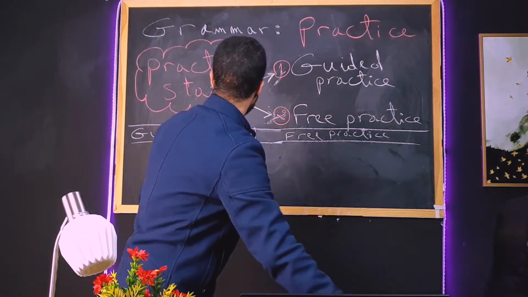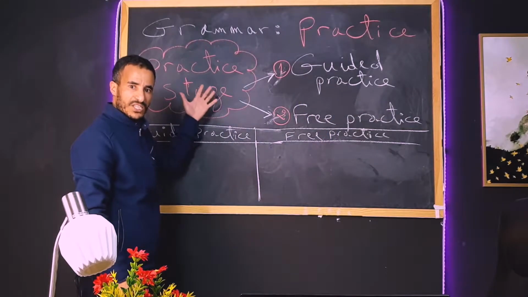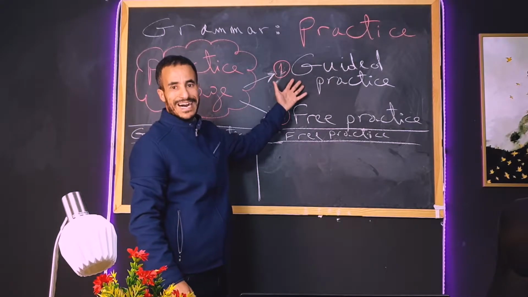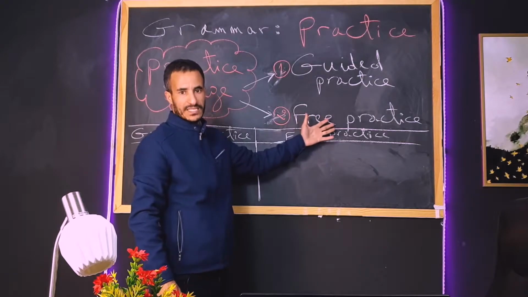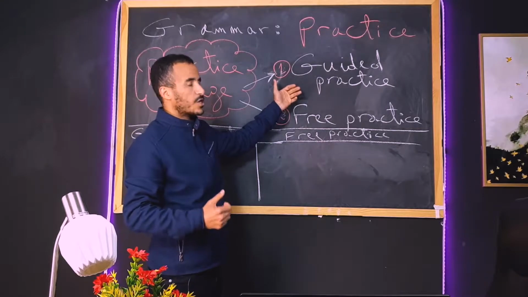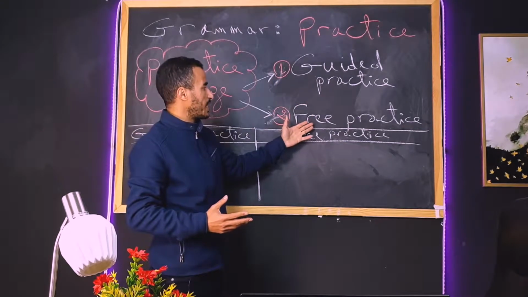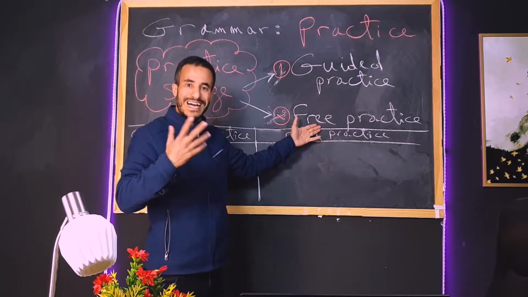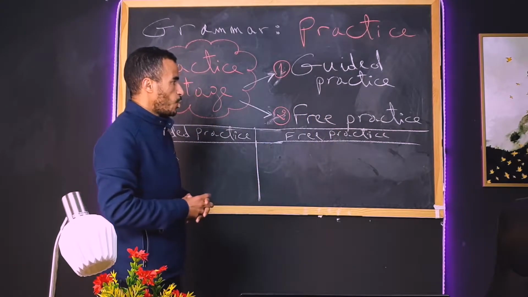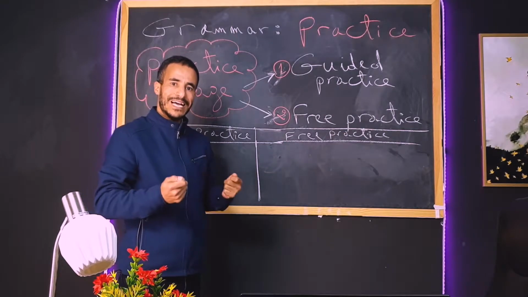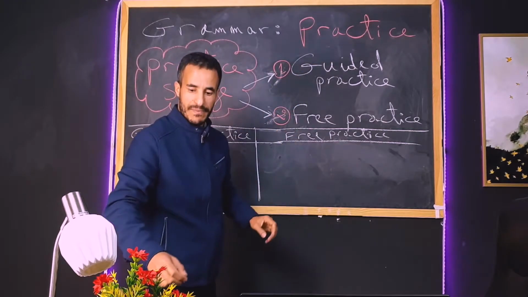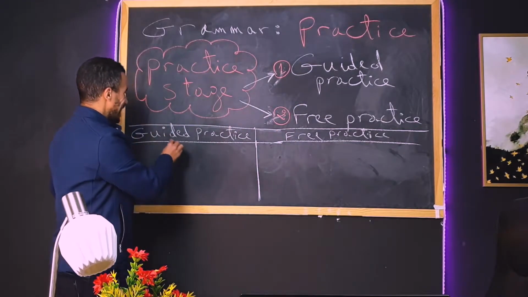So look here. This is the practice stage. The practice stage is divided into two. We can have number one, the guided practice, and number two, the free practice. We can call guided practice also restricted practice or controlled practice. And here we can call this the production stage or the free practice. Now, when students would like to practice the language, it's better to start with the guided practice. They need some help. So here we call it guided practice.